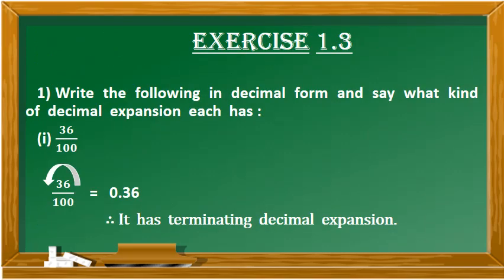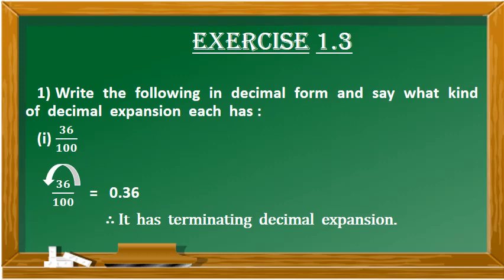Now we will solve sums in exercise 1.3. Write the following in decimal form and say what kind of decimal expansion each has. Before we start, recall once more what is learned. On dividing p by q, if the remainder becomes 0, then the decimal expansion is terminating. And if the remainder never becomes 0 and a set of digits repeats periodically, then the decimal expansion is non-terminating, repeating.